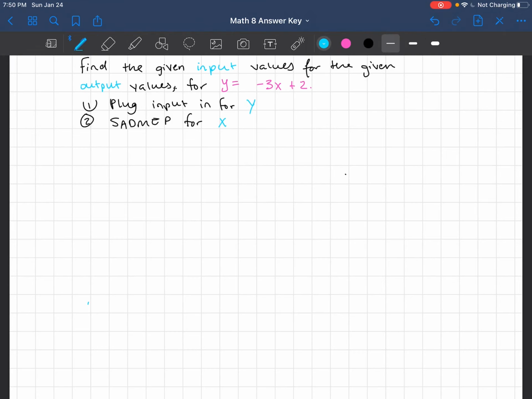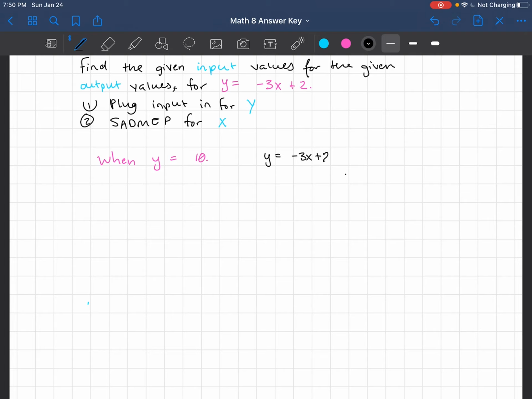Okay, so the other type of problem you're going to run into says find the given input values for the given output values, which means now they're giving you y, and they want you to find x. So the order of operations is slightly different. So in our original equation, y equals negative 3x plus 2, what happens if they say when y equals 10? Now they've given you y, you have to solve for x.